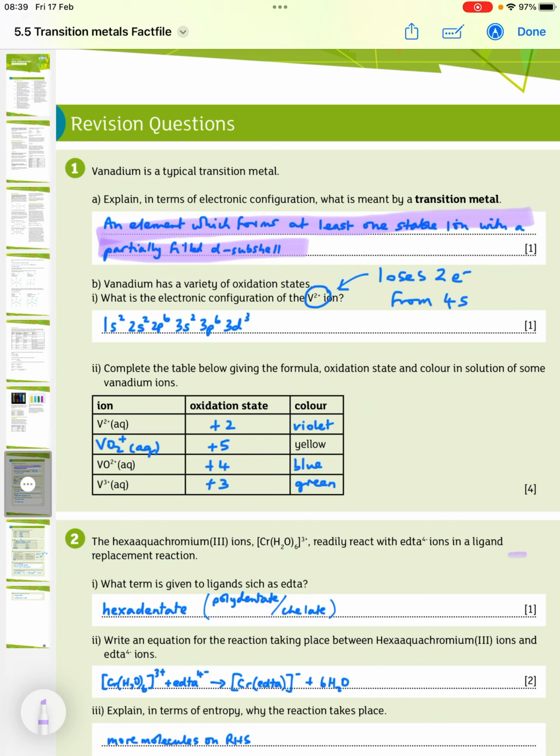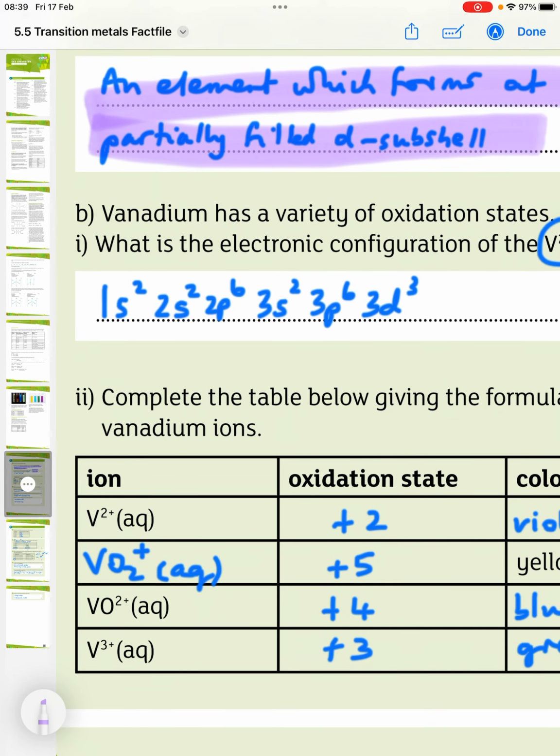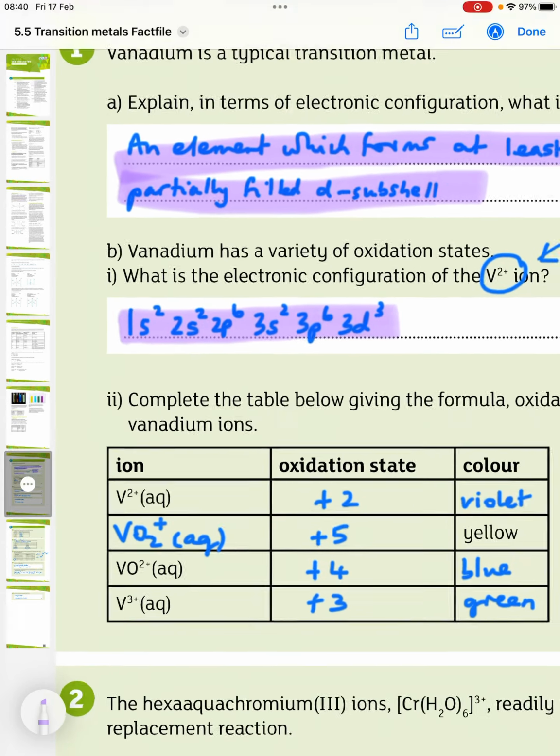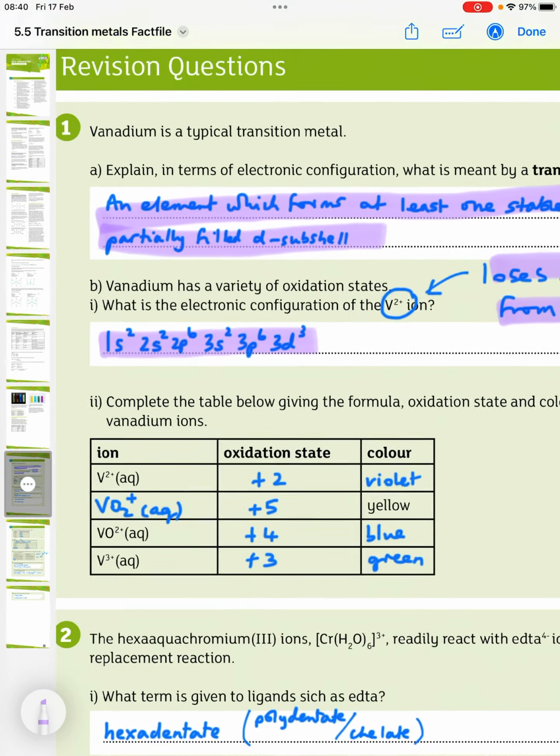B, vanadium has a variety of oxidation states. What is the electronic configuration of the V2+ ion? What I would always advise here is write out the configuration of the atom first, and remember the electrons which are lost first are coming from the 4s subshell, so there are 2 being lost there. So the actual configuration of the V2+ ion is 1s2, 2s2, 2p6, 3s2, 3p6, 3d3. The atom would also have 4s2 on the end. And you can write it as the noble gas configuration if you want.